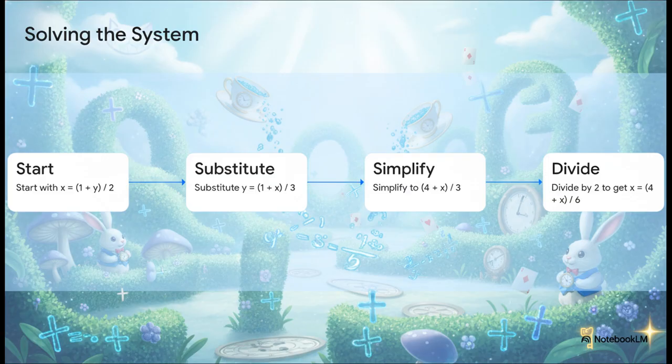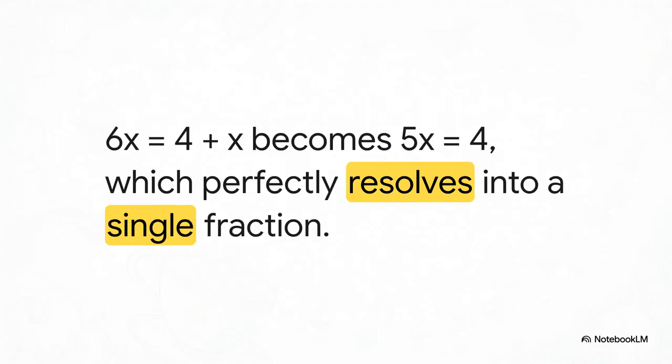So we simply take the definition of y, which is (1 plus x) divided by 3, and plug it directly into the y spot in that first equation. Suddenly, we have an equation with only x in it. When we add the 1 to the fraction in the numerator, we get (4 plus x) over 3. And dividing that whole thing by 2 gives us a beautiful consolidated equation, x equals (4 plus x) all divided by 6. By simply rearranging this, the chaotic infinite paths suddenly collapse into a beautifully clean algebraic answer.